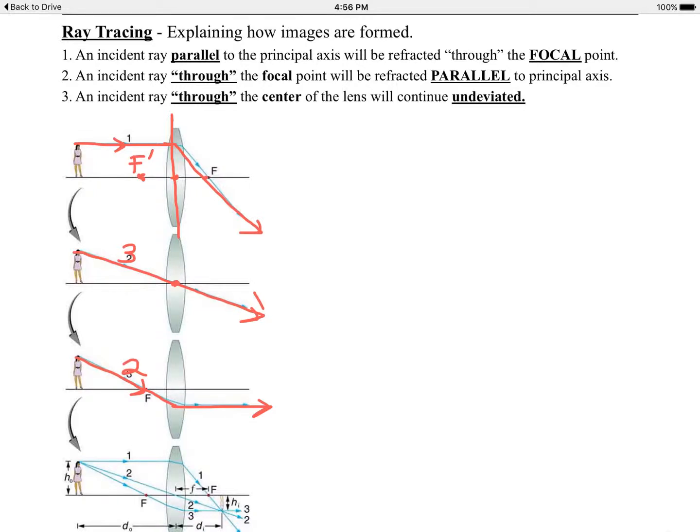The final little thing they have at the bottom here from this online picture is they're putting all 3 of these together and adding their own notations. But it's those 3 basic rays that we want to draw when we do problem solving and ray tracing to locate images.